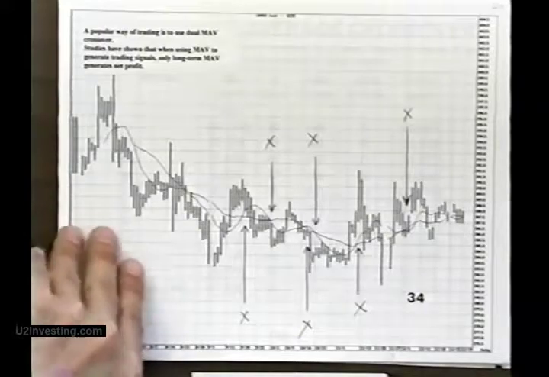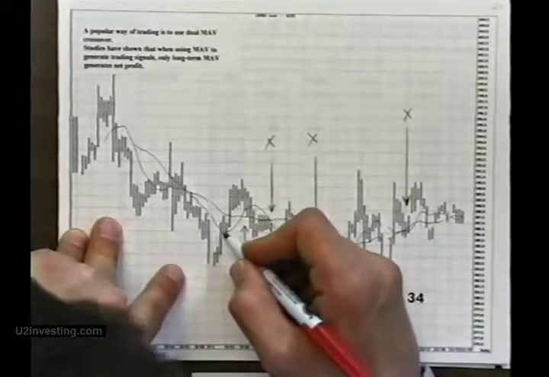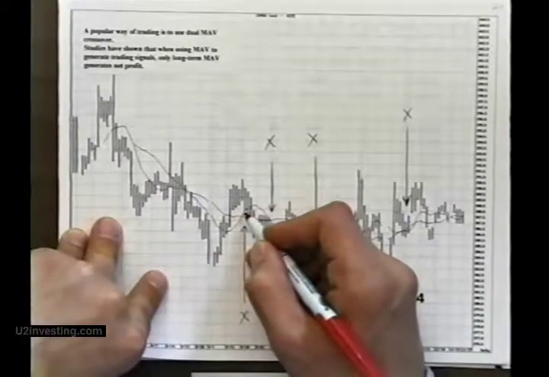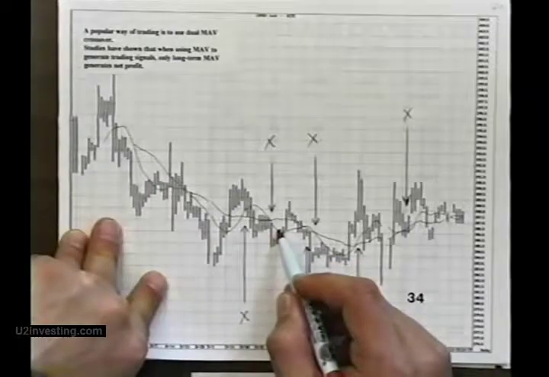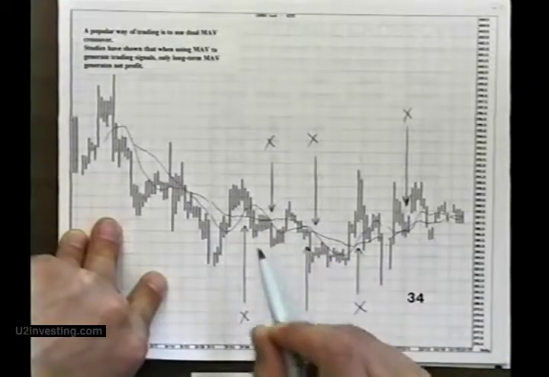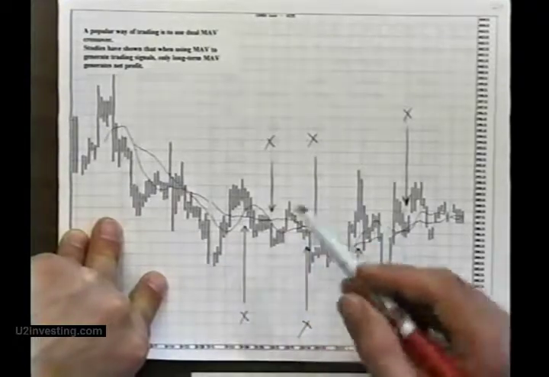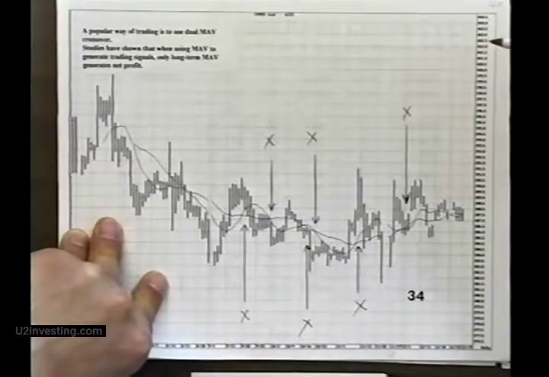A popular way of trading is to use dual moving average crossover. When the faster moving average goes above the slower moving average, a buy signal is given. Faster moving average goes below the slower moving average, a sell signal is given. As you can see, short-term dual moving average crossover will get caught in choppy markets, and the markets are choppy 50% of the time or more.